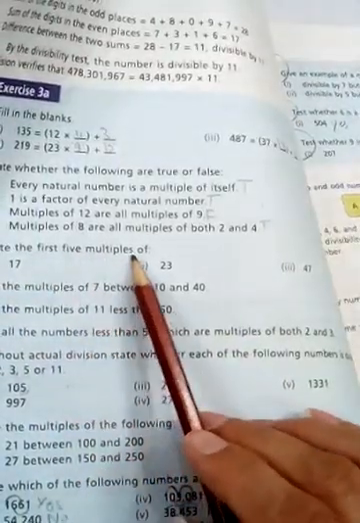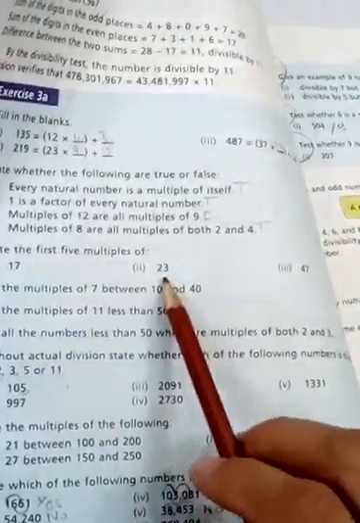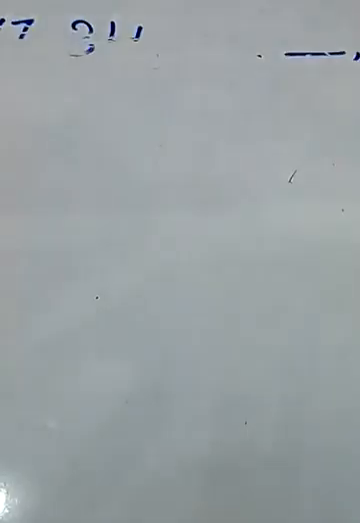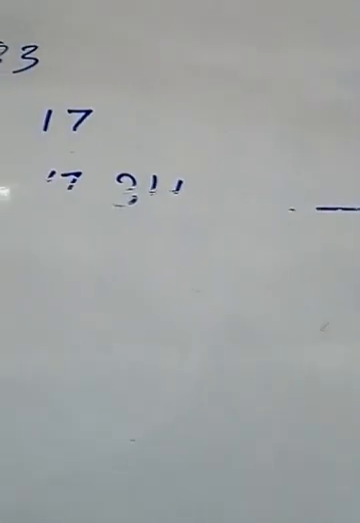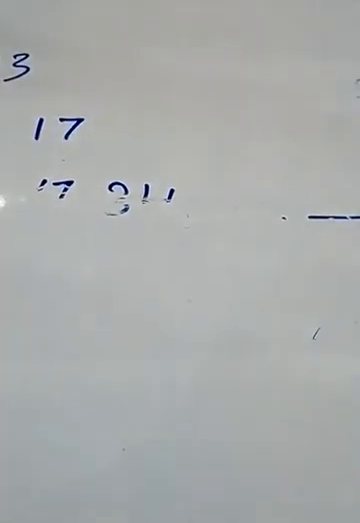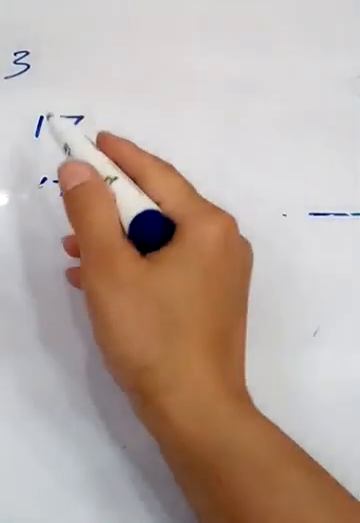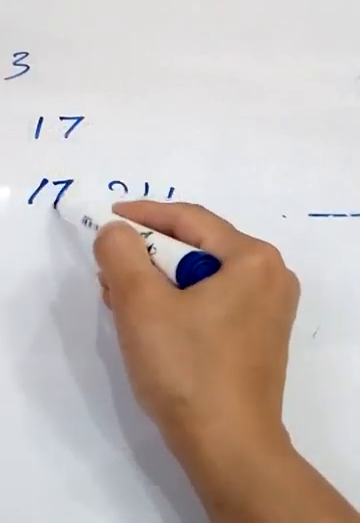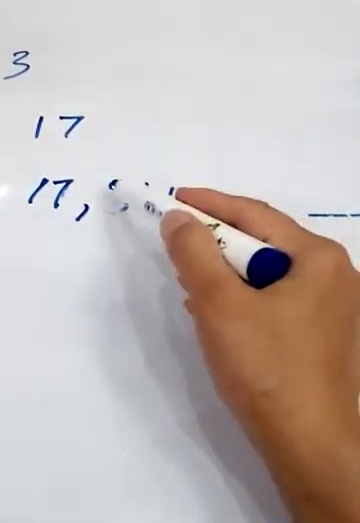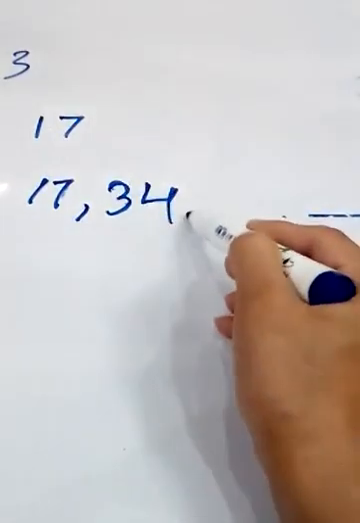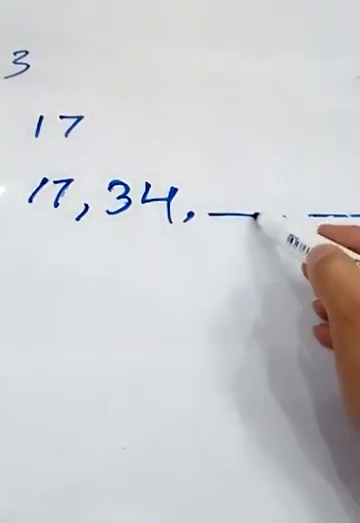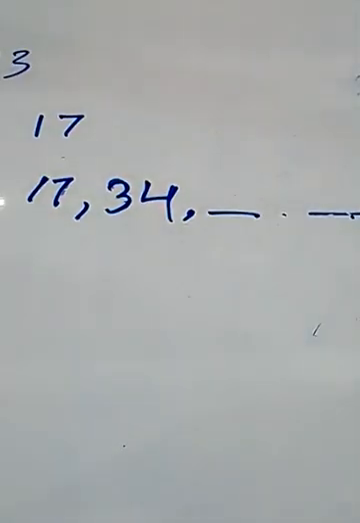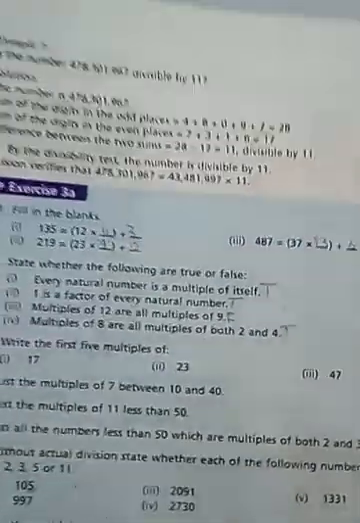Write the first 5 multiples of 17, then 23 and then 47. How do you have to do it? Look at the board here. Write question number 3 on the top and then write part 1. It is 17, and then multiply 17 with 1, you find your first multiple. Multiply 17 with 2, you find the second multiple, then multiply 17 with 3, then 4 and then 5, and you find your answer. You can also say it by reading the table of 17. Now move on to the next question, number 4.